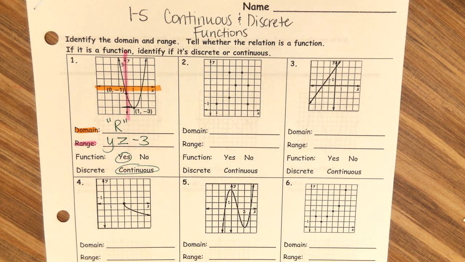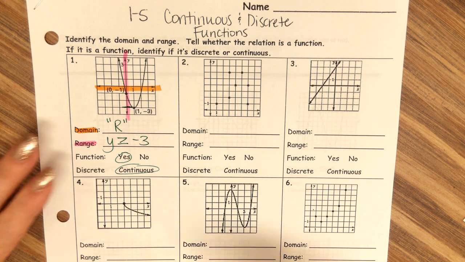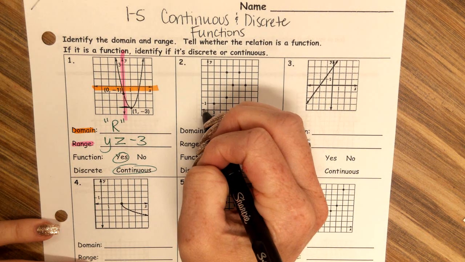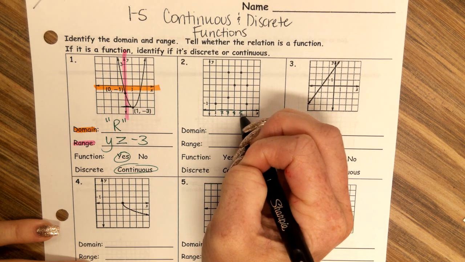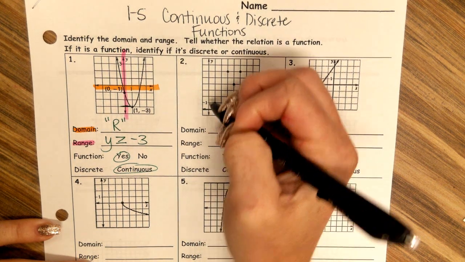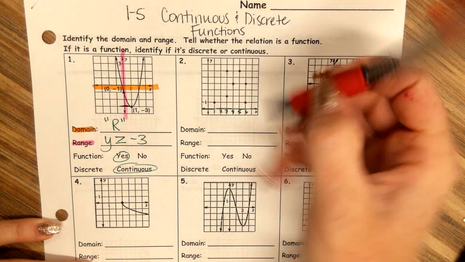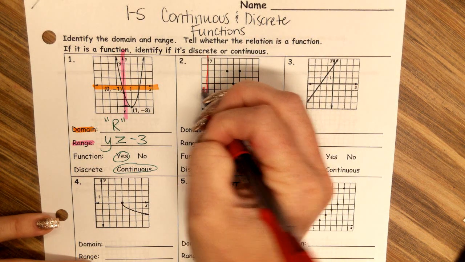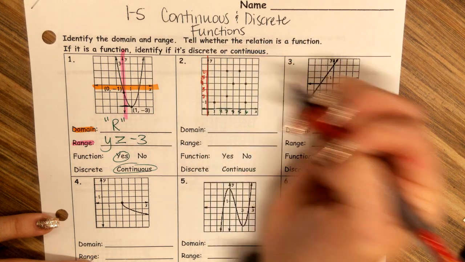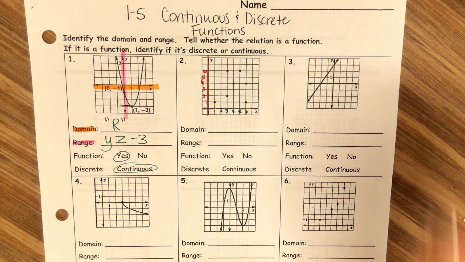Now for number 2, it's just going to be individual numbers. If you need to, this is the x-axis right here. This is 1, 2, 3, 4, 5, 6. Make sense? This is the y-axis right here. So that's 1, 2, 3, 4, 5, 6 that it goes to. Okay, get busy. The whole paper is basically doing this.